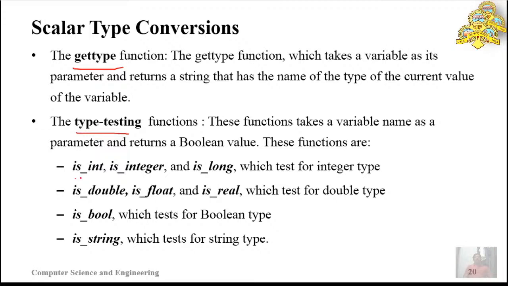For example, is_int, is_integer and is_long are used to test for integer type values. That means if a variable contains a long, we have to verify whether it is long or not. So is_long, within the brackets you provide the variable name. If it is truly long, it returns true, otherwise it returns false. Likewise, is_double, is_float and is_real are for double type values, that is floating point values, and is_bool is for boolean type and is_string for string type.